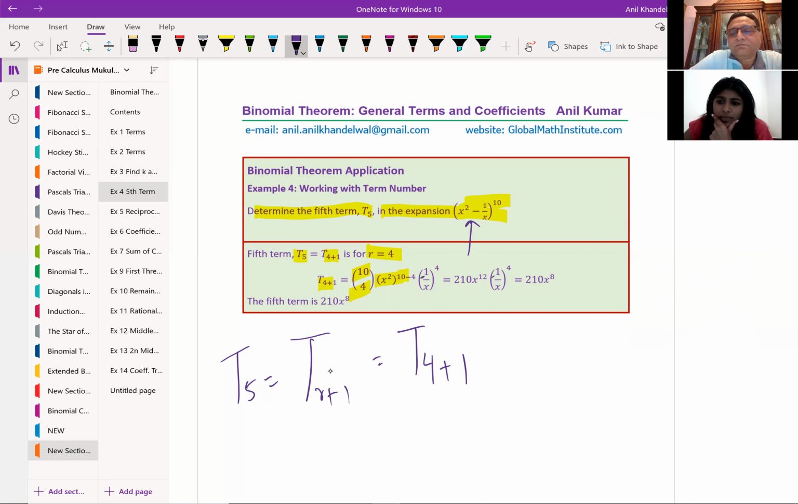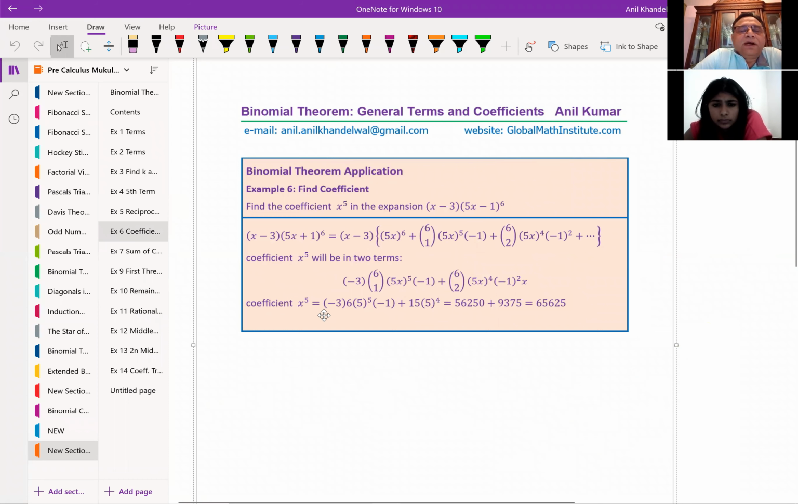Correct. Next is find coefficients once again. Find the coefficient of x to the power of 5 in the expansion of x minus 3 times 5x minus 1 to the power of 6. How will you do this?